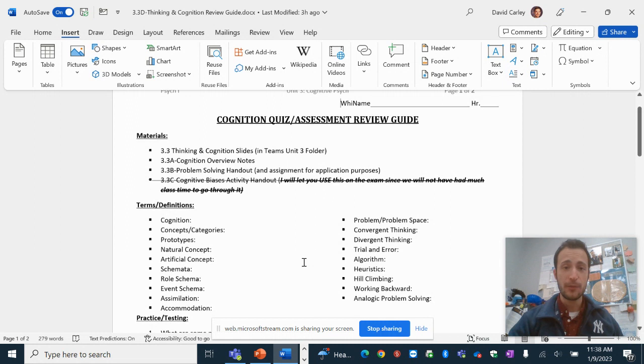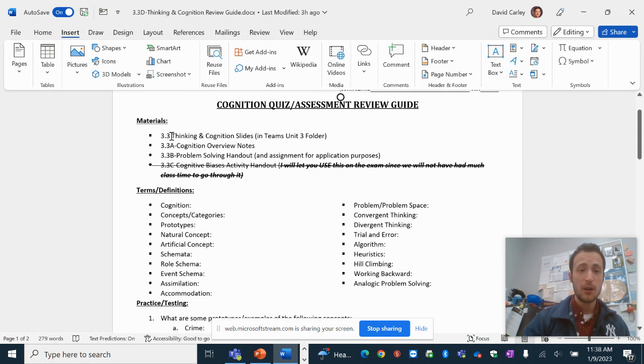I'm going to go through the Cognition quiz assessment review guide. Once again, don't forget that you have the materials here. I crossed out 3.3C cognitive biases handout. You don't need that. It's not going to be on the exam. We just didn't have time, and I don't feel comfortable testing you on something that we didn't really learn.